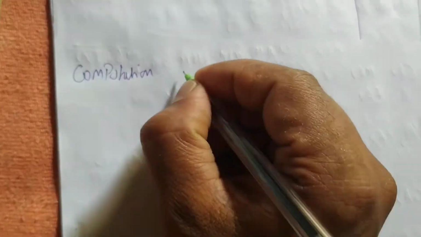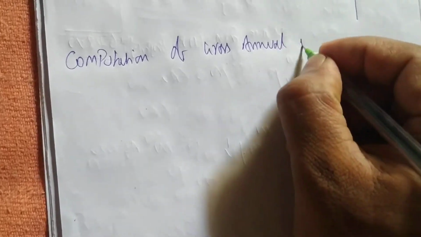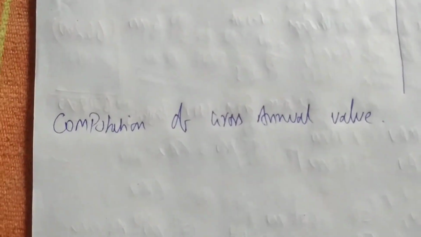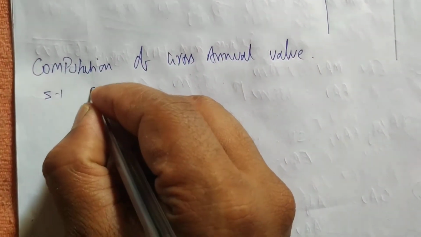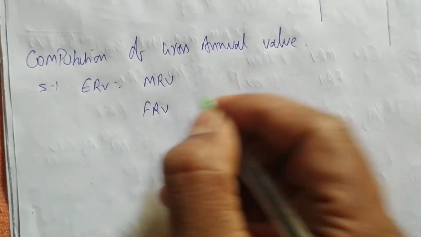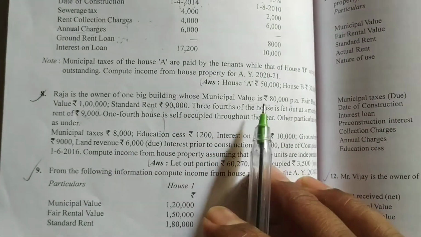So computation of gross annual value. Okay, so how to find out gross annual value? So we have 3 steps. Step number 1 is what? ERV. So in step 1 we are finding out ERV. So ERV, how to find out? MRV and FRV. Okay, how much is MRV? MRV is given as 80,000 and FRV is given as 1 lakh.